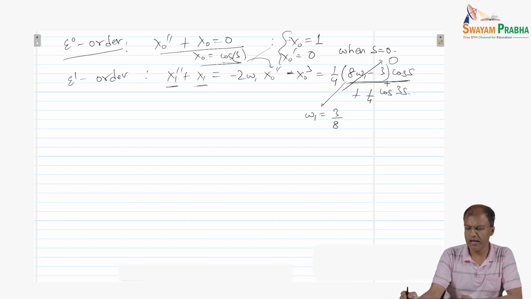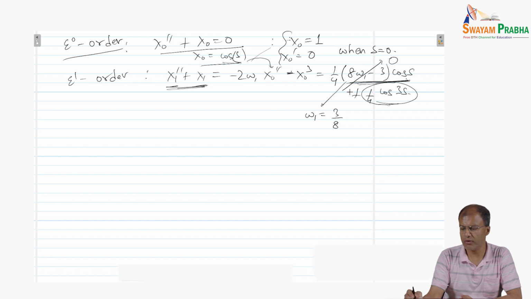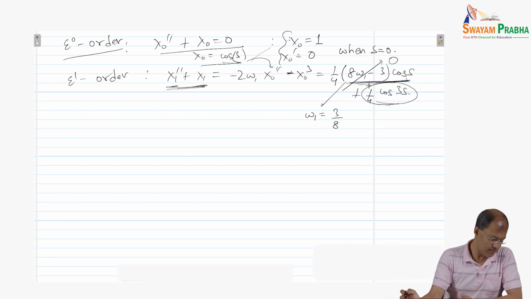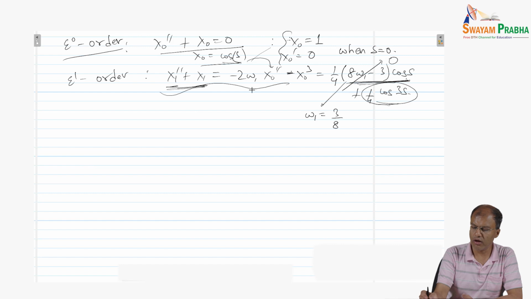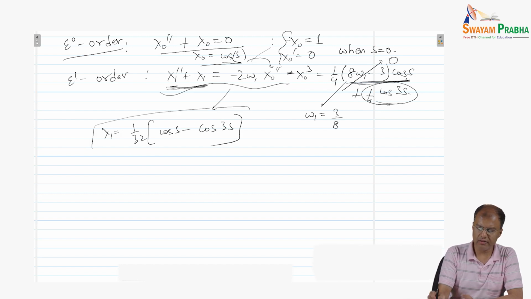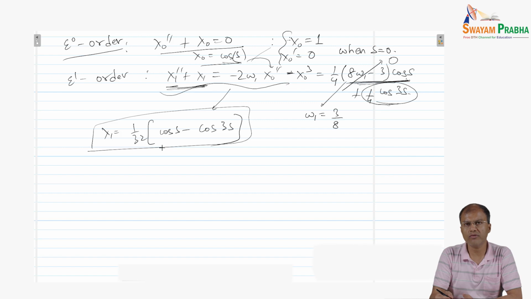because this quantity is not periodic. If we take this quantity is periodic, so the final solution will have a periodic term plus the forcing term, and we take one forcing term to be 0 so that the periodicity is retained. So then we can solve this equation to find that x1 is 1/32 times cos of s minus cos of 3s, and that is the solution up to first order of epsilon.